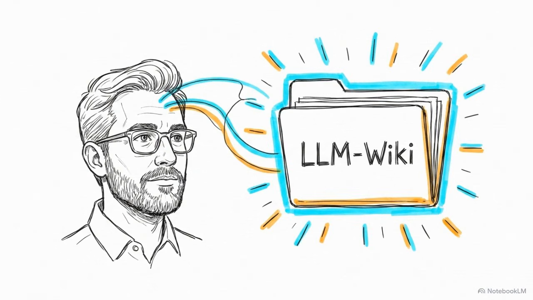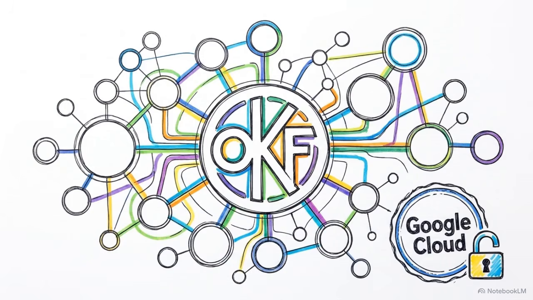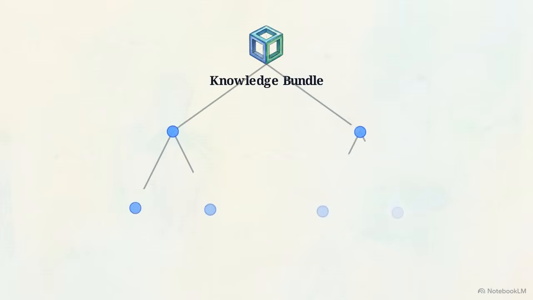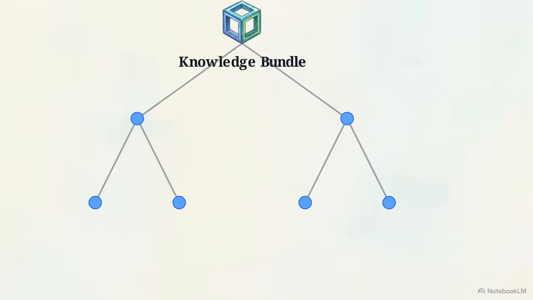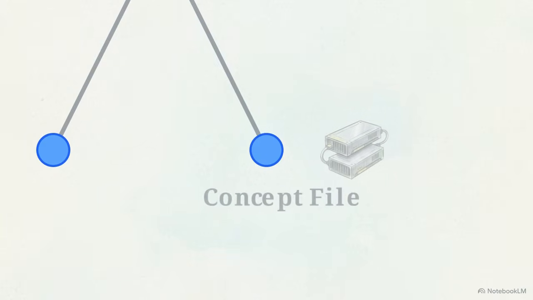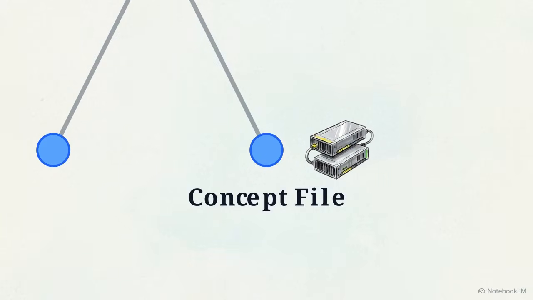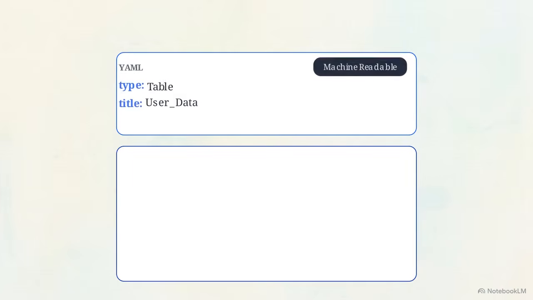OKF actually started as an informal convention called the LLM Wiki, popularized by AI researcher Andrej Karpathy. Google Cloud formalized it into a strict, vendor-neutral open standard. The entire architecture is built on simple directories. The largest unit is a knowledge bundle, basically a standard folder tree. Inside that bundle are individual concepts, which are the atomic units of knowledge, like an API endpoint, a business metric, or a marketing profile.